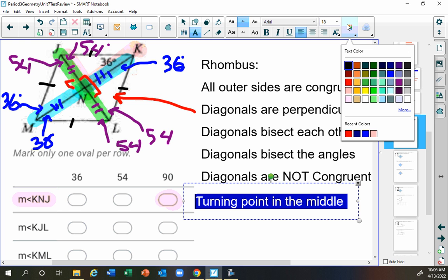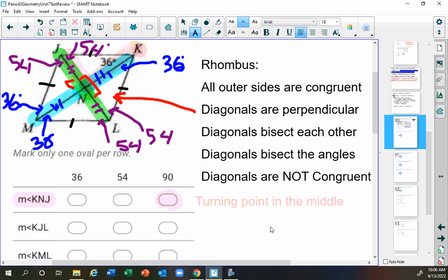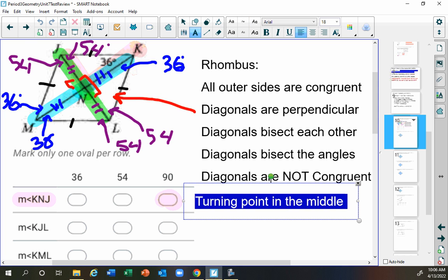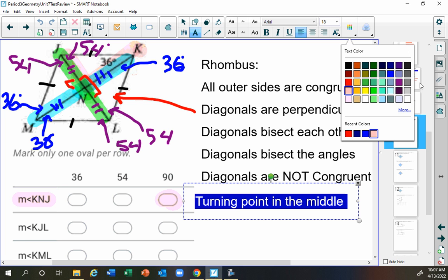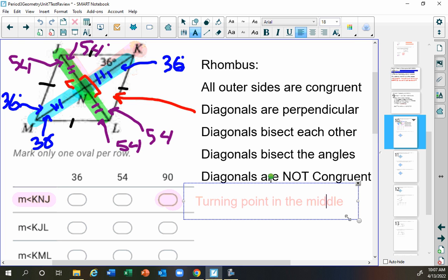So these are pointers. I would take down these pointers. Make that a little darker. Yeah, your turning point is in the middle. So if your turning point is in the middle, that's for a rhombus, that's automatic 90 degrees. Or I should say in the center. Oh, sorry, Canadian English. Okay.